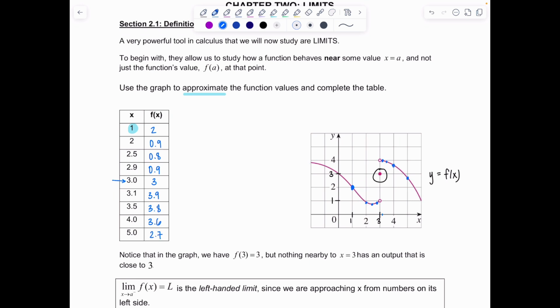Now here's the important part I want you to get from this example. In the graph, we have that f of 3 is equal to 3, yes? That means the function's value is equal to 3 when x is 3. But notice nearby this point, nothing on the graph is close to it. Nothing is close to 3. None of the function outputs near 3 are close to 3. And we saw that, 0.9, 0.8, 0.9, then it jumps to 3.